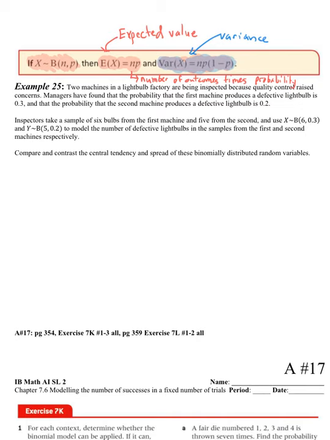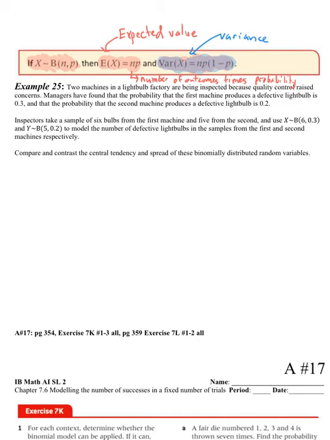Now this example says 2 machines in a light bulb factory are being inspected because quality control raised concerns. Managers have found that the probability the first machine produces a defective light bulb is 0.3. The second machine produces a defective light bulb is 0.2. Inspectors take a sample of 6 bulbs from the first machine and 5 from the second. Use these numbers to model the number of defective light bulbs in the samples from the first and second machines respectively. Compare and contrast the central tendency and spread of these binomially distributed random variables.